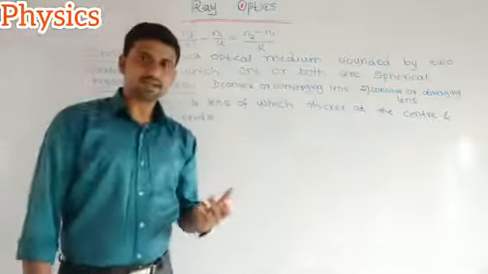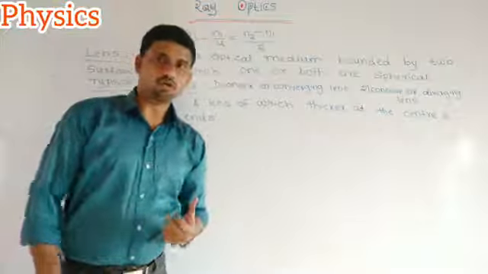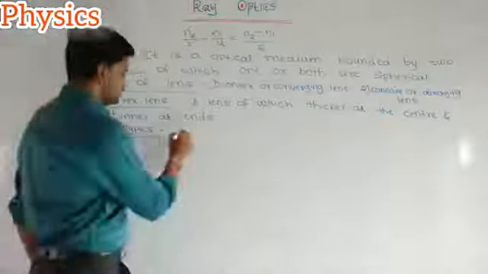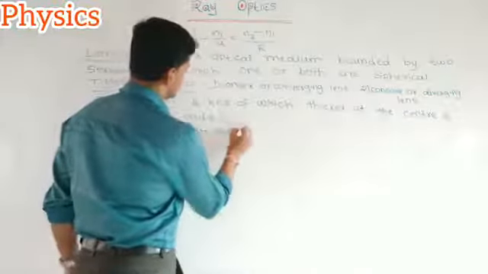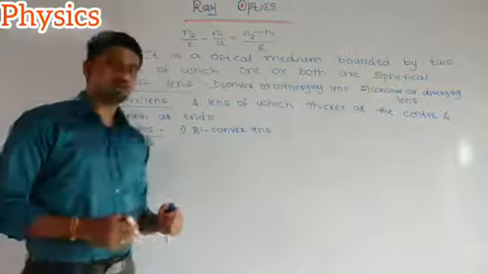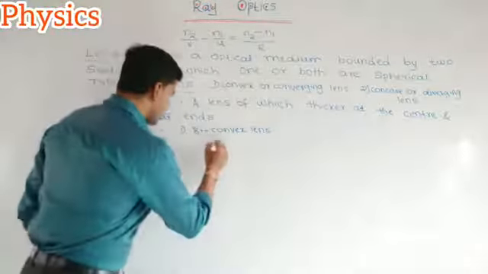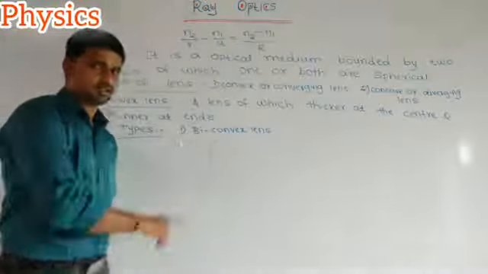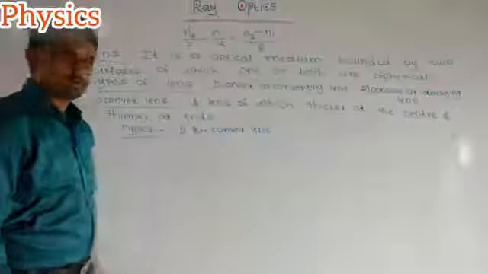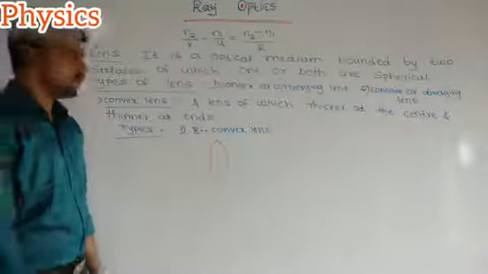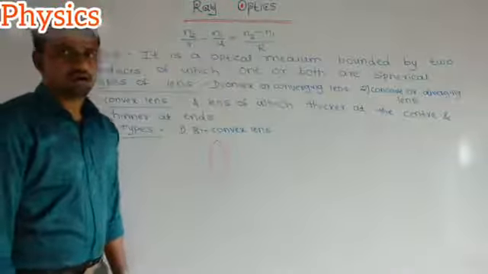In convex lenses also, there are different kinds. Now we'll see the types of convex lens. The first type is the biconvex lens. A biconvex lens has two surfaces and both are convex surfaces. Now we'll see how to draw a biconvex lens. If you observe from this side, that surface should be convex, and if you observe from the other side, it should also be convex. Here both the surfaces are convex surfaces.